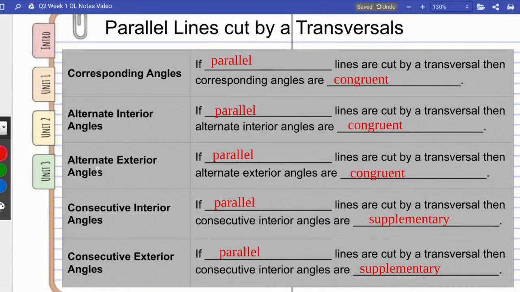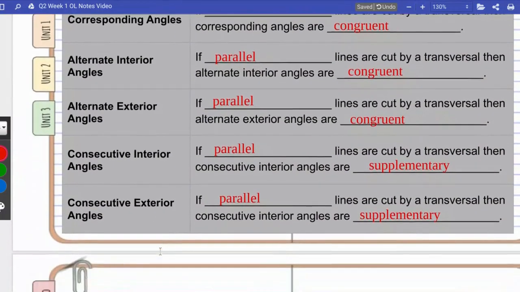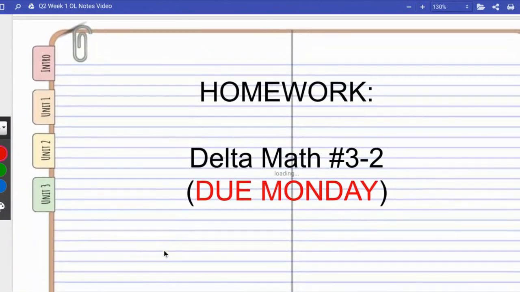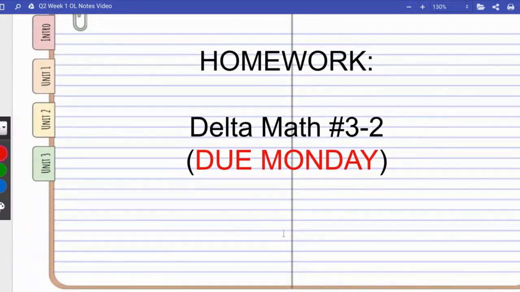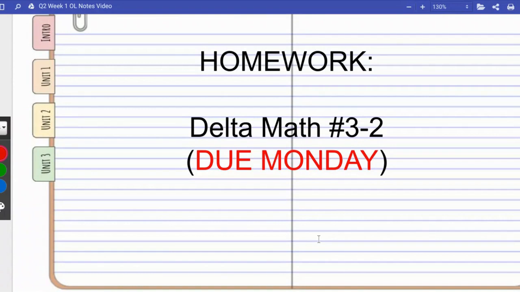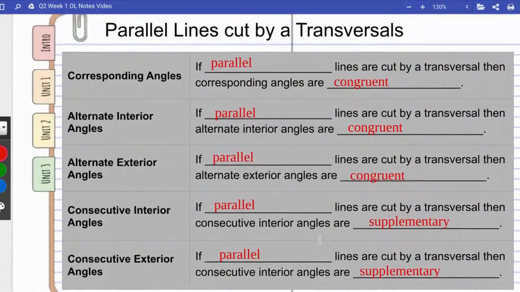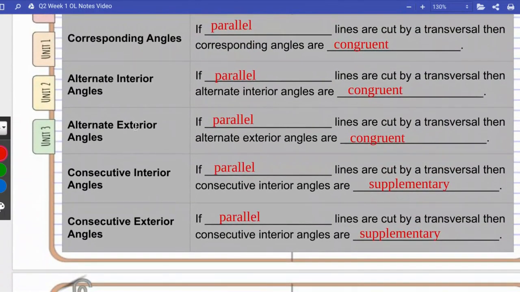If you have these three angles, those angles are going to be congruent if the lines are parallel. If you have these two different types of angles down here, the last two, if you have parallel lines cut by transversal, those angles are going to be supplementary. Work on Delta Math, assignment number 3-2. When you work on your Delta Math, you have to figure out what type of angles they are first, and then you have to figure out, do I set the equations equal to each other, or do I add them together to equal 180?